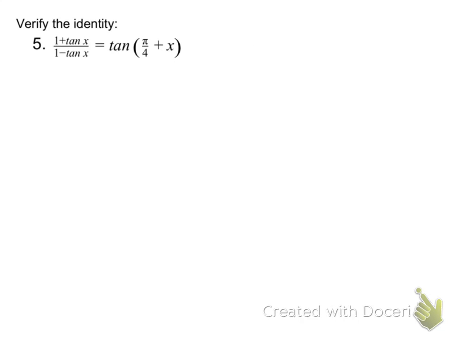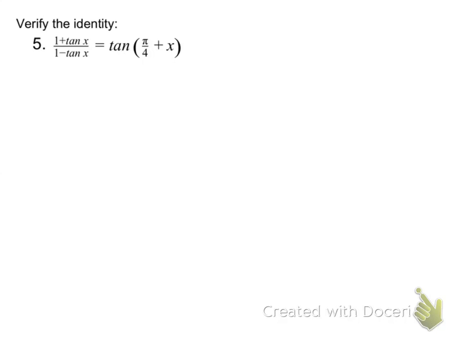The next problem is verify this identity of 1 plus tangent of x over 1 minus tangent of x equals the tangent of pi over 4 plus x. Now, which side looks more complicated? A lot of people might say that the 1 plus tangent of x over 1 minus tangent of x, because you got a fraction, and that fraction contains tangent, which would also have sines and cosines in it, right? But hopefully you also recognize that the right-hand side, which is a tangent of two angles added, has a formula for that. So let's start with the right-hand side and expand it.